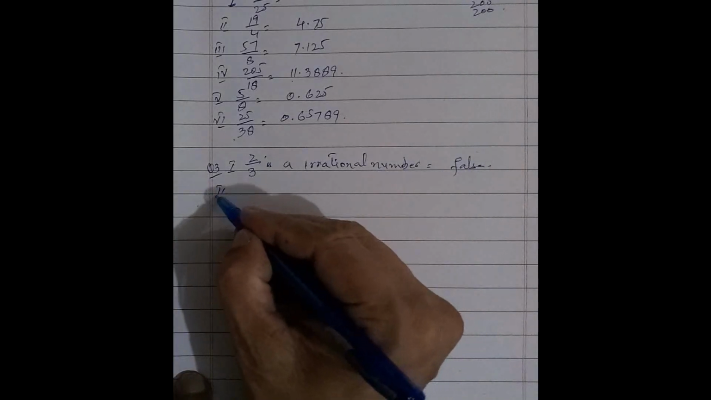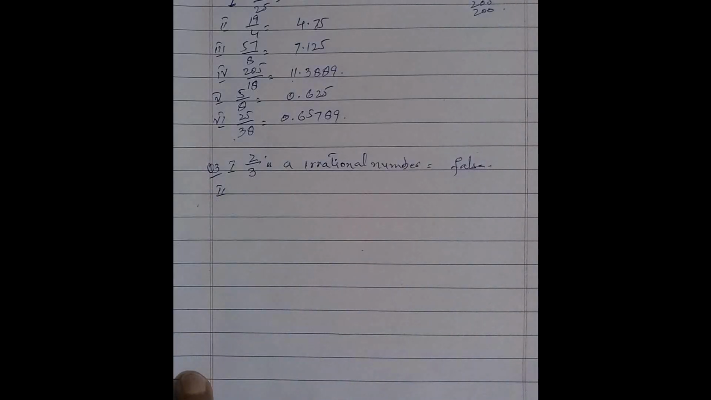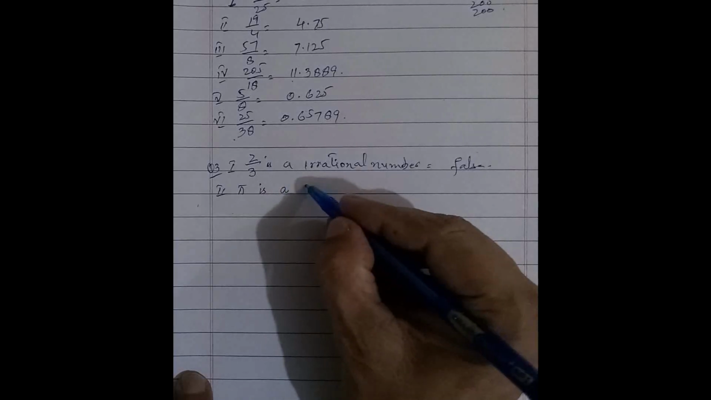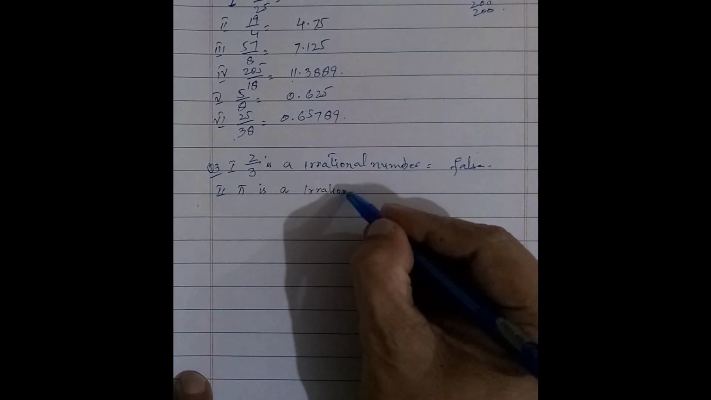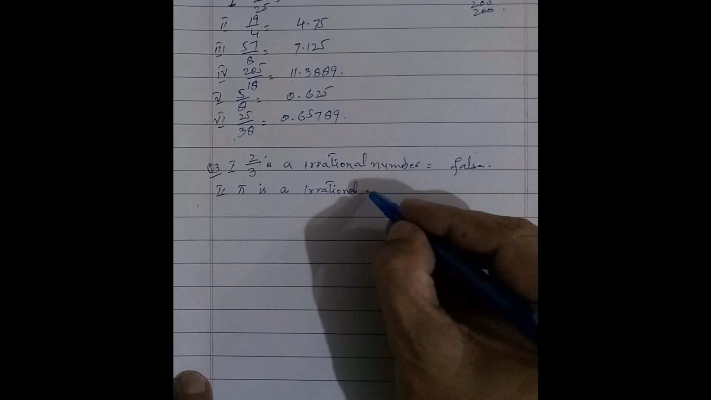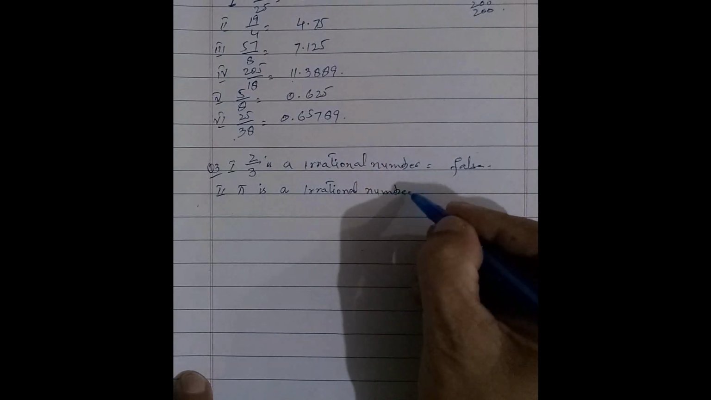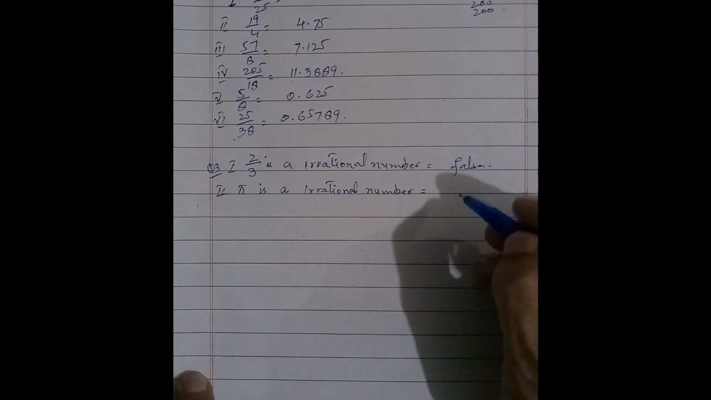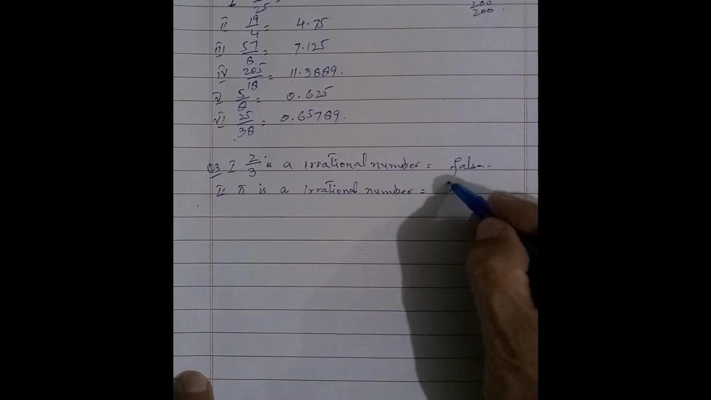The second part, pi is an irrational number. We know that the value of pi is 22 over 7, and when we divide 22 by 7, we get a non-terminating value. So pi is an irrational number, which is true.